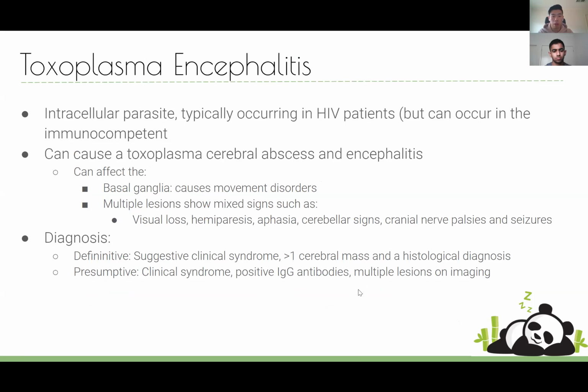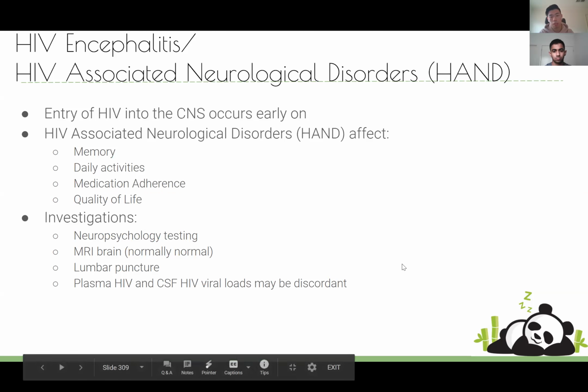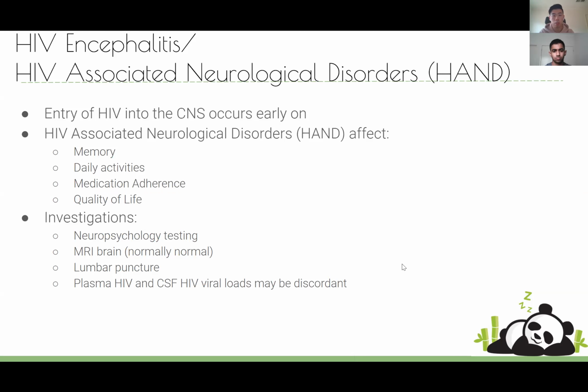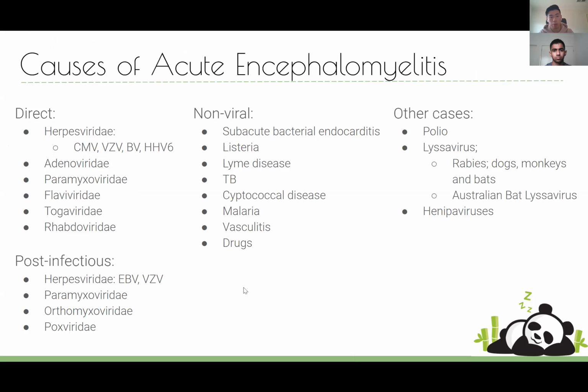Cool. So toxoplasma encephalitis is an intracellular parasite occurring in HIV patients. It can cause abscesses and encephalitis. Yeah, these aren't too important. This is a disease, I guess, associated with HIV. Again, not critical, but it's entry of HIV into the CNS, which can cause these symptoms. Not particularly important, realistically speaking, but it's details. Zika virus is a flavivirus transmitted from the Aedes aegypti mosquito, causing encephalitis, microcephaly, and Guillain-Barré, but it's quite rare.